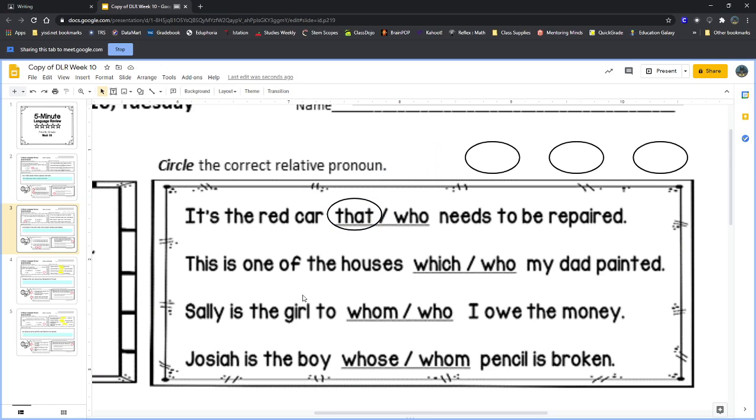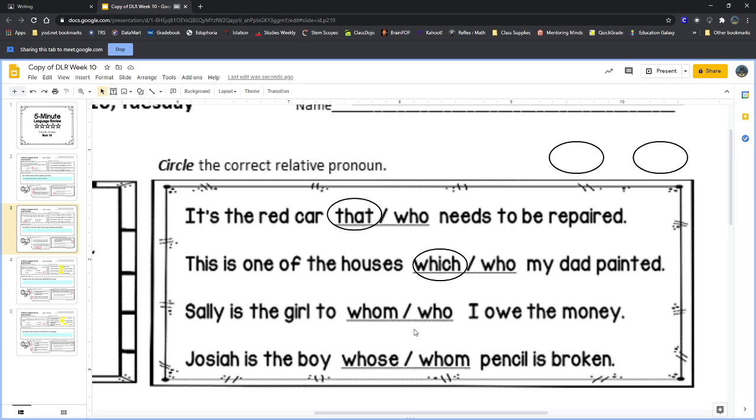This is one of the houses blank my dad painted. Jadine? Which. Okay, this is one of the houses which my dad painted. Who we use for people. And your dad's not going around painting people, he's painting houses.